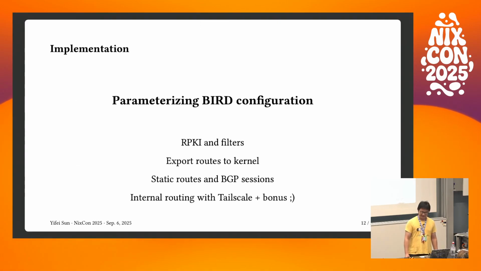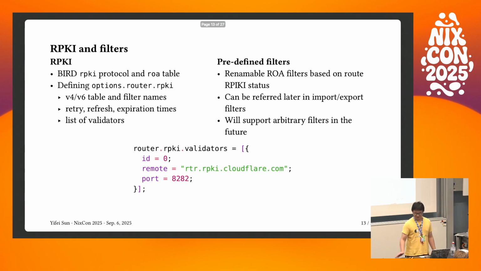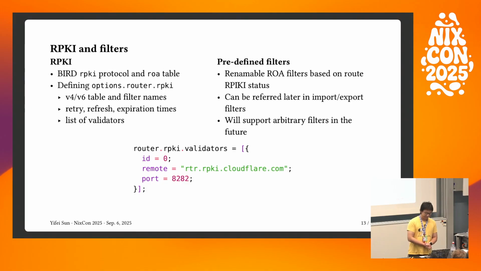And the implementation for this is NixOS modules, just NixOS modules. And for RPKI stuff, we define an option under the router umbrella, and then you have RPKI.validators. And in theory, you can also add IRR filters in here, but it's not done yet. And this is simply done by providing an ID for generating the name and the remote and port number for the validator. And you also can specify the retry, refresh, and expiration time for the RPKI protocol inside BIRD Routing Daemon.